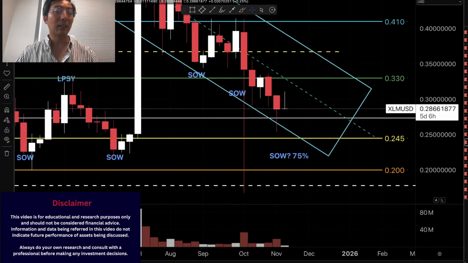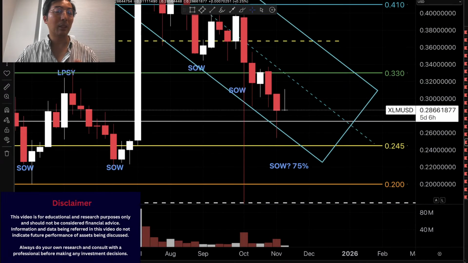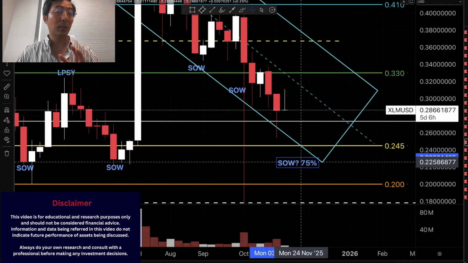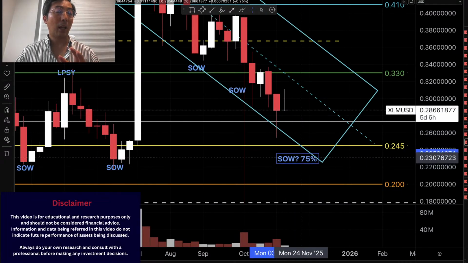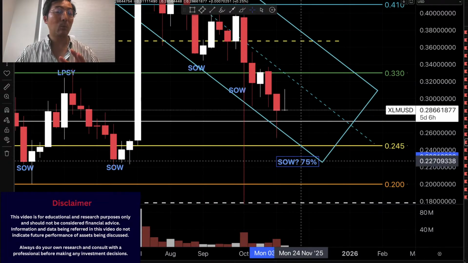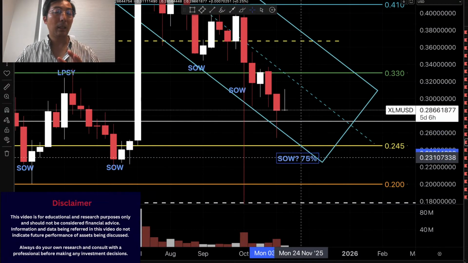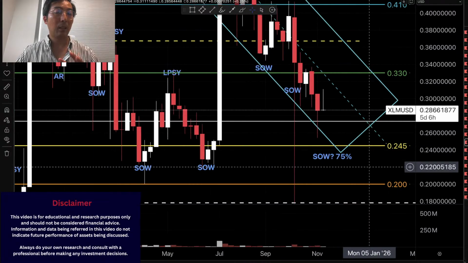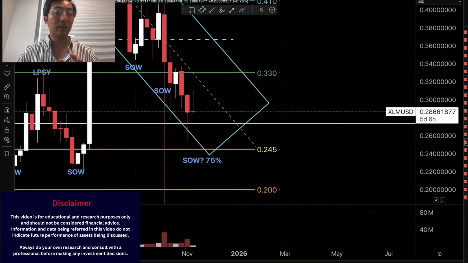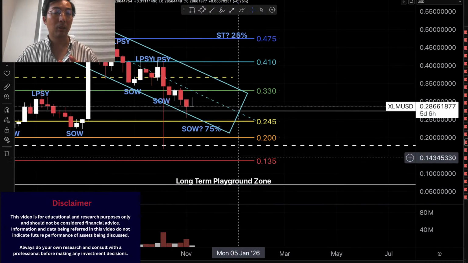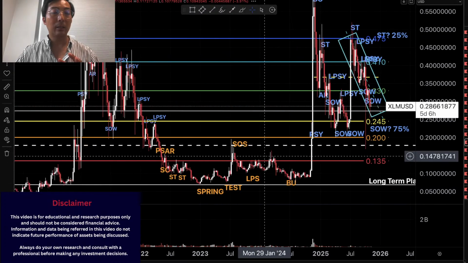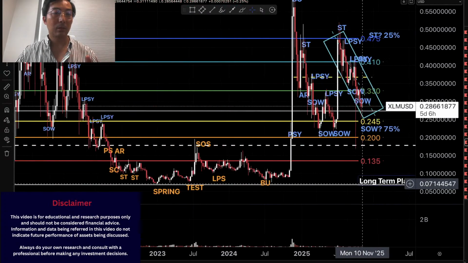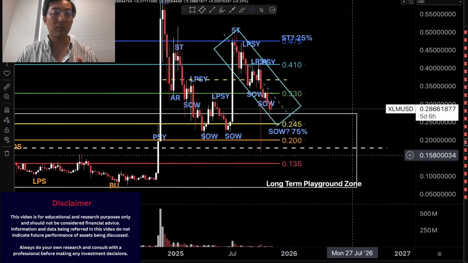really triggers my thinking over here that the downtrend is still going to continue, and that it's still going to head towards the sign of weakness, somewhere between the white line and the yellow key level of 2 cents 45. Alright, the white line here is the top edge of the long-term playground zone, which about 70-80% of the time, Stellar is trading within this zone.